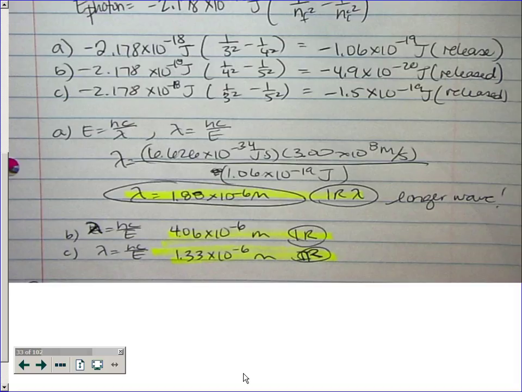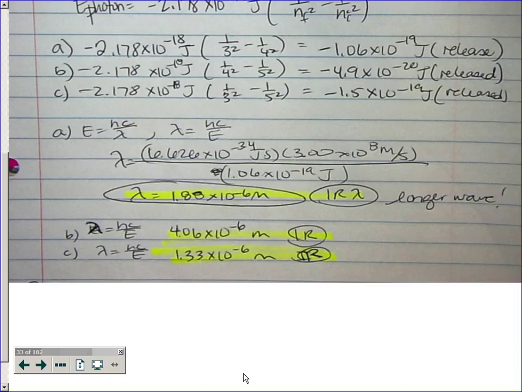Most of those dropped to 3, right? So the first and the last one dropped to 3, which whose series is that when you drop from a high energy level to level 3? Megan? Paschen series, right? Which is the IR wavelength.